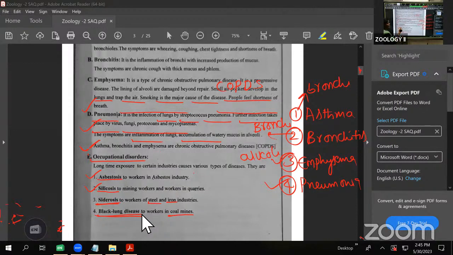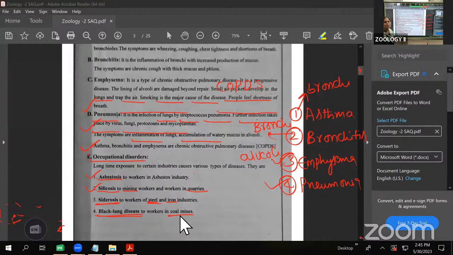Those working in asbestos companies and industries get asbestosis. Silicosis means those working in mining and quarries get silicosis. Siderosis mainly occurs in those working in the steel and iron industries. Next, black lung disease occurs in workers working in coal mines.